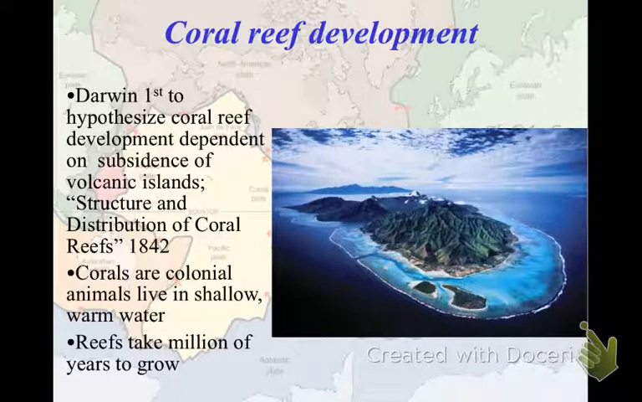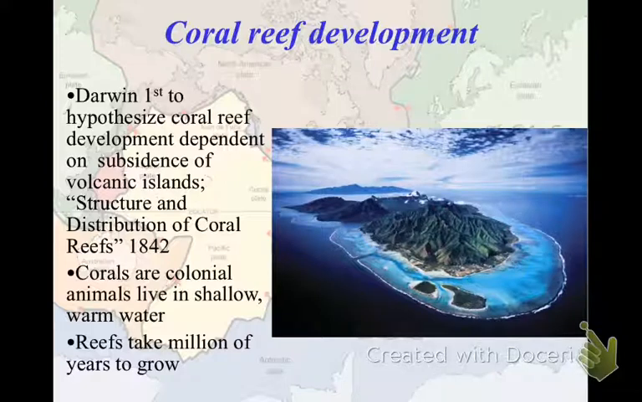So Darwin is famous in marine biology because of his papers on coral reef development, and he's the first one to hypothesize how this occurred and how it was related to subsidence of volcanic islands. So as the volcanoes subside and shrink down, we're going to get different features.